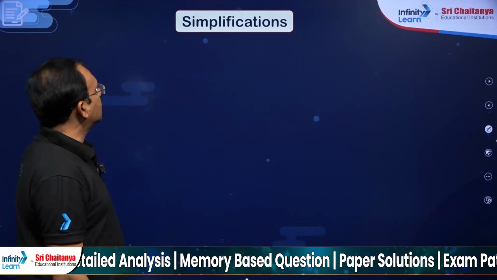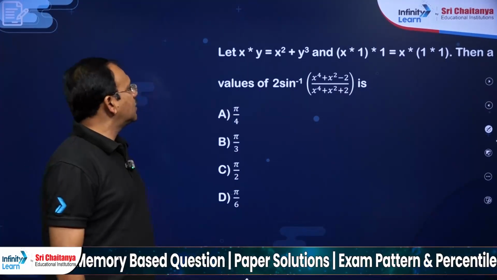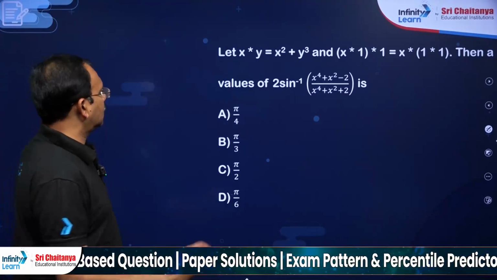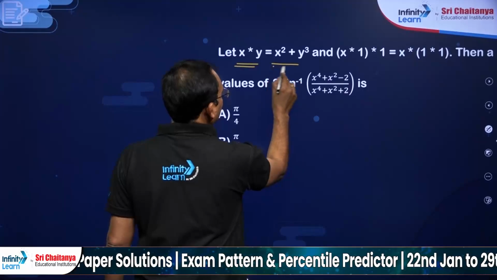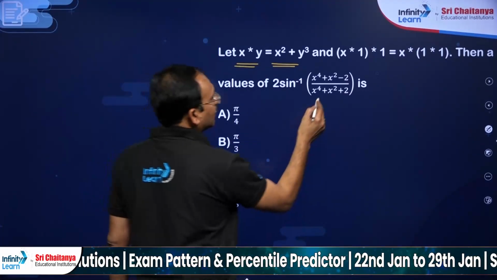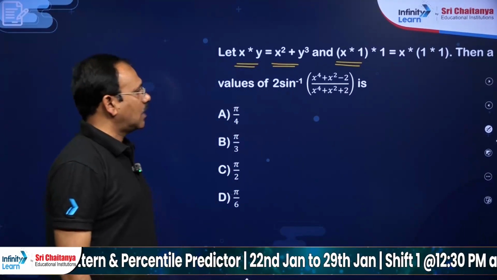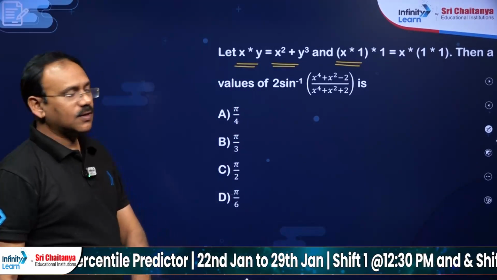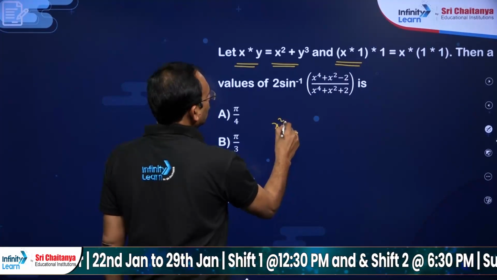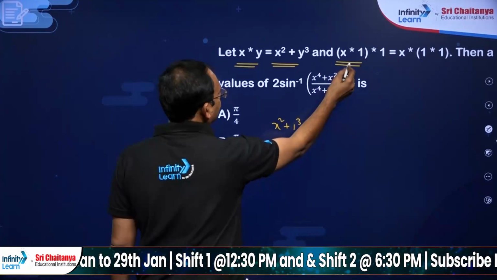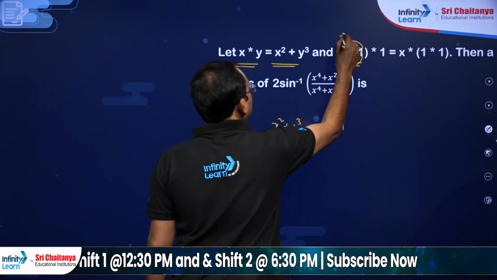Okay. Next, dear students, simplification based questions, just simplification. Given that x star y is defined as x square plus y cube. Moreover, it is given that x star 1 is equal to x star 1 star 1. Then find one of the values of this. You try, my dear friends, what is x star 1? x square plus 1 cube, that is x square plus 1.